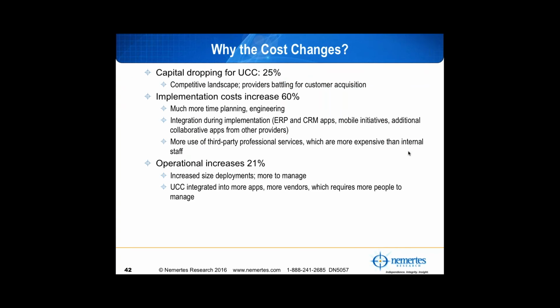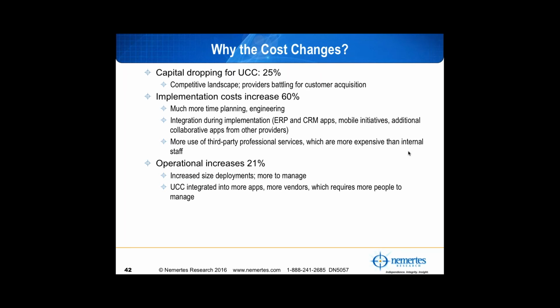So why the cost changes here? Again, capital is dropping for UCC by about 25%. And again, this is more competitive landscape and providers really battling it out for customer acquisition. We saw the same thing with IP telephony for about the last, up until this year, for about the last 5 years. Although I would say still that the vendors are being competitive, I just think it's that companies are buying more things right now.